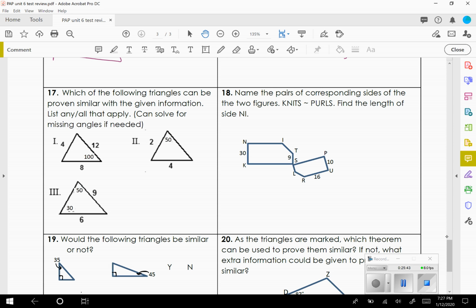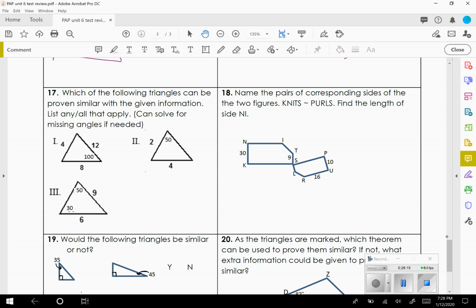Because we just don't have enough information. You can't do side angle side because you don't have this corresponding angle on both of them. I know we can see 2 times 2 and 4 times 2. Those give us the 4 and the 8, but we don't know this other side here. So we can't do angle angle, we can't do side angle side, we can't do side side side. So we can't prove 1 and 2 similar. So let's see, can we prove 1 and 3 or 2 and 3? Those are our options.